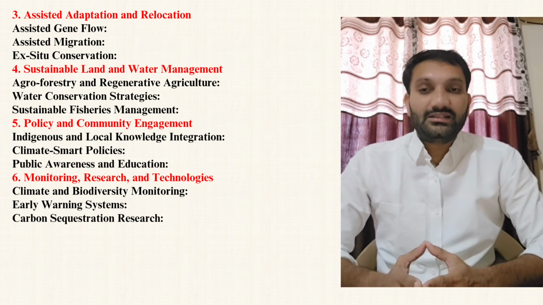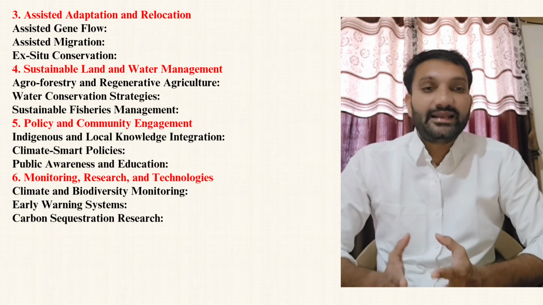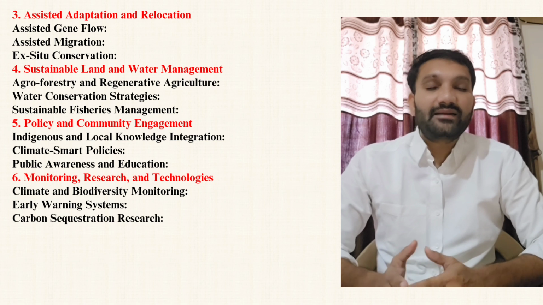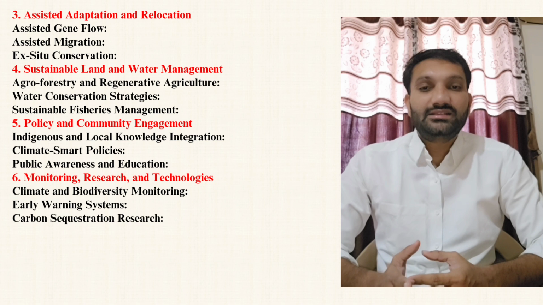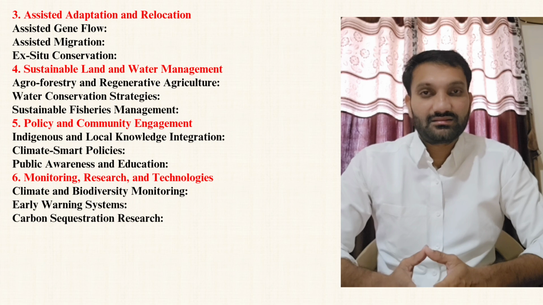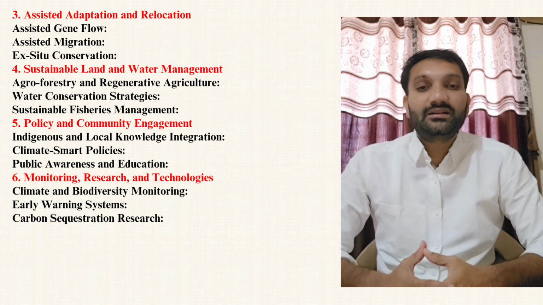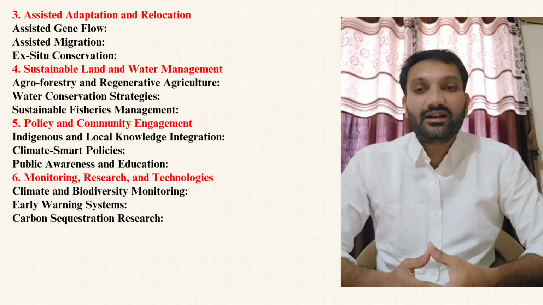Sustainable land and water management. It includes agroforestry and regenerative agriculture, integrating trees and soil conservation techniques to maintain biodiversity and reduce carbon emission. Water conservation strategies include implementing watershed management and sustainable irrigation practices. Sustainable fishery management, using an ecosystem-based approach to prevent overfishing and maintain marine biodiversity.